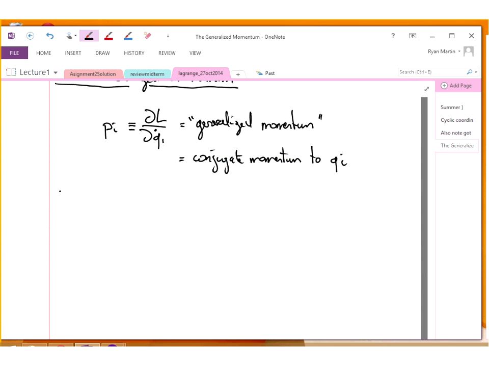So again, let's look at an example. In the notes, this is example 4-9. Consider the Lagrangian of a free particle in polar coordinates. Since it's a free particle, it's only the kinetic energy T. And so the kinetic energy in polar coordinates is one half m times r dot squared plus r squared theta dot squared plus z dot squared.